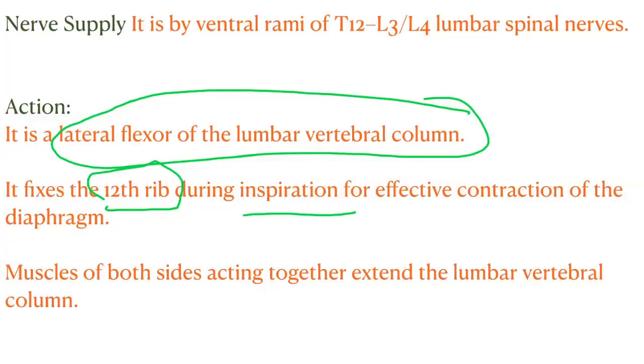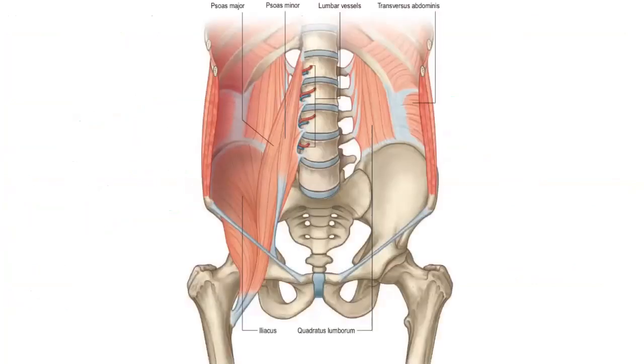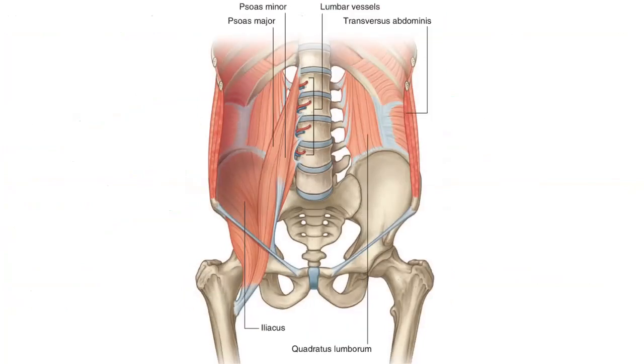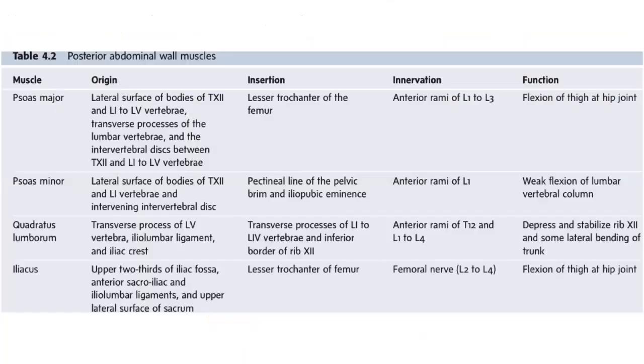Lateral flexor of the lumbar vertebral column, but during inspiration it fixes the rib for effective contraction of the diaphragm. Okay, so this is quadratus lumborum. Again, these are all the muscles of the posterior abdominal wall: psoas major, quadratus lumborum, iliacus. Go through the table and all the diagrams, right?